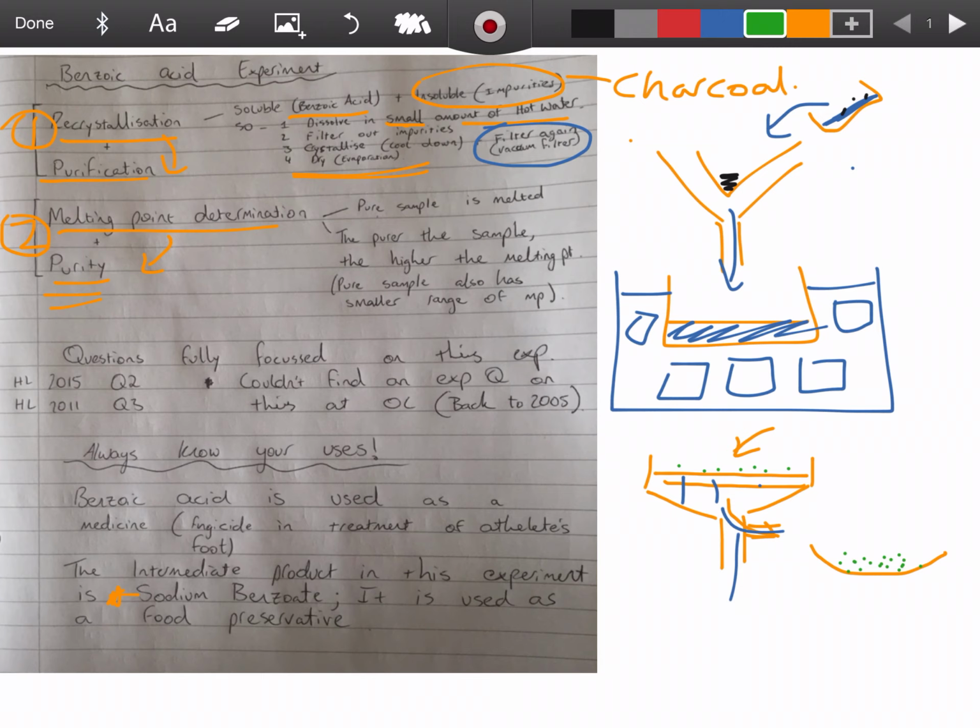Step 2 is when we look at the idea of the melting point determination. The way that's done is we use our melting point apparatus.